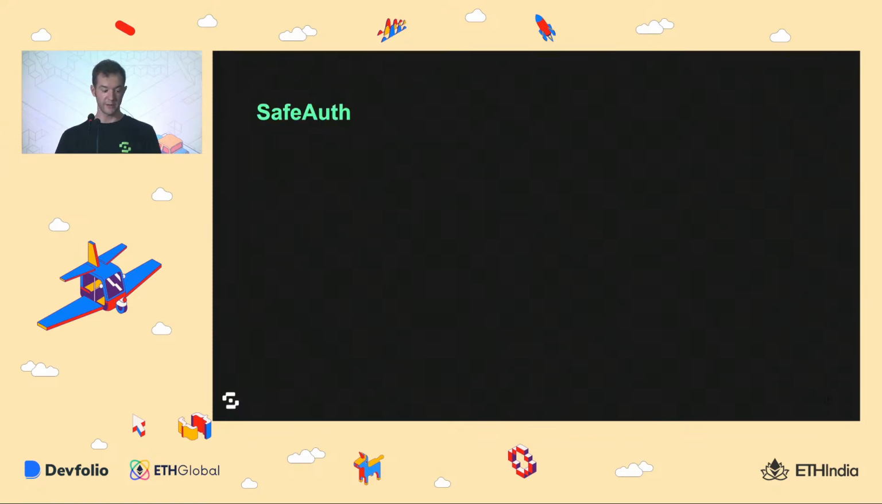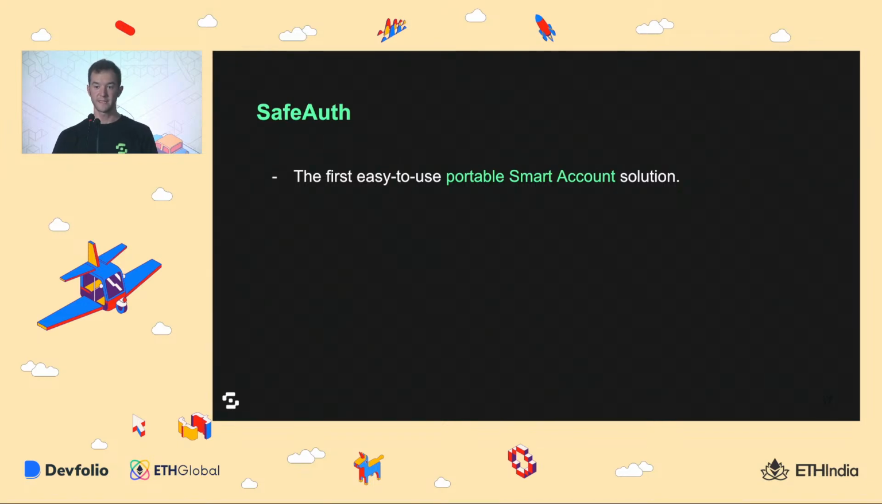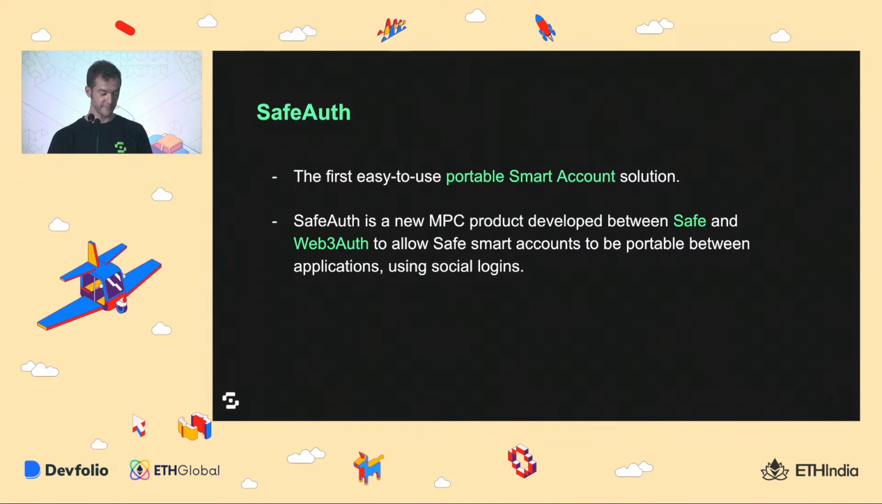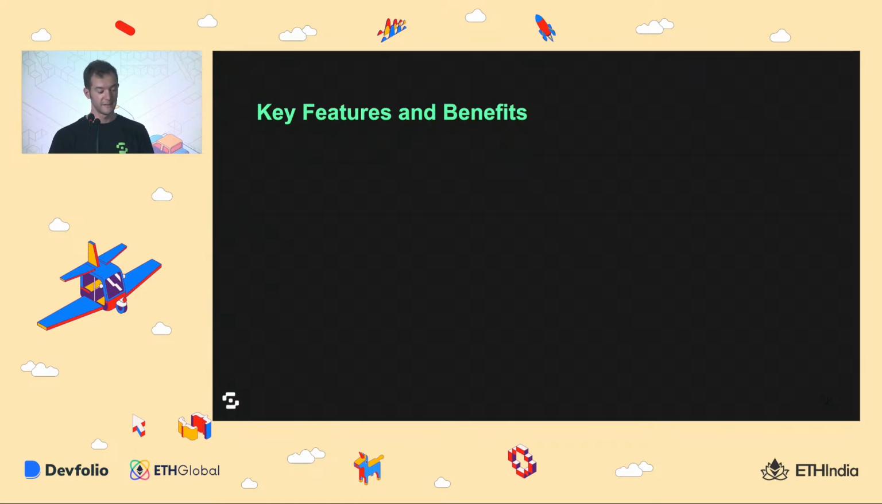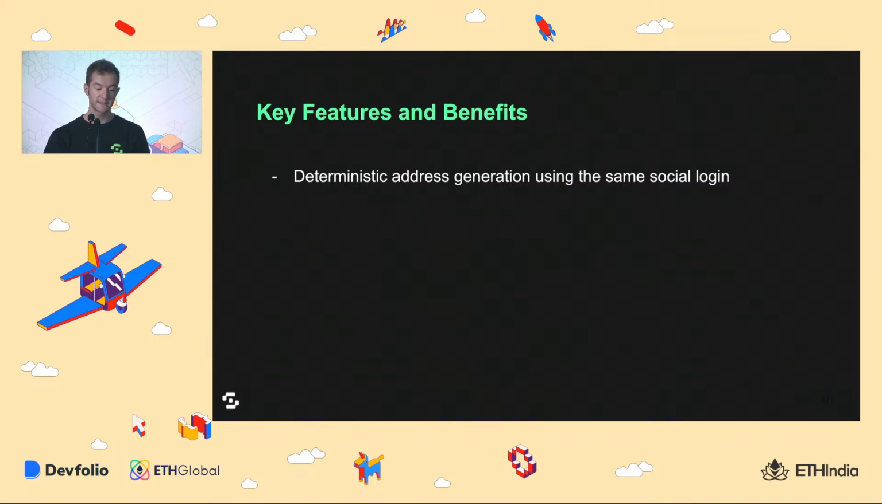So what is Safe Auth? Safe Auth is the first easy-to-use portable smart account solution. Safe Auth is a new product developed between Safe and Web3Auth that will allow Safes to be portable between different applications using social login. So what are the key features and benefits? First of all, the deterministic address generation using the same social login.